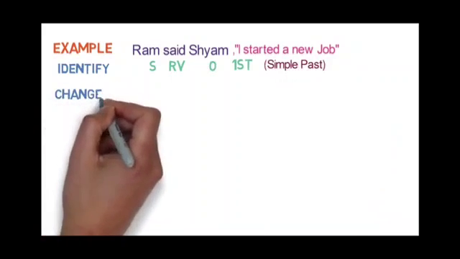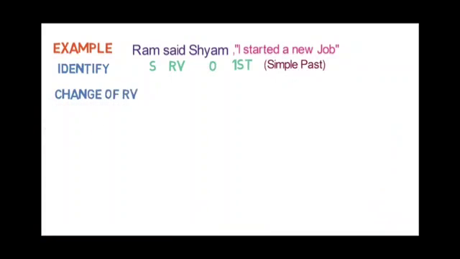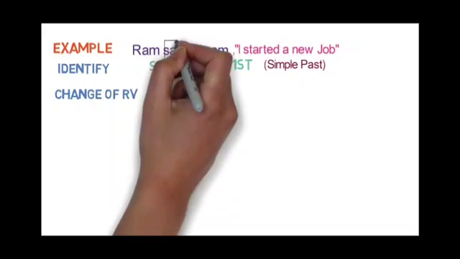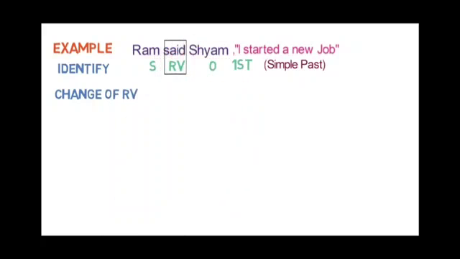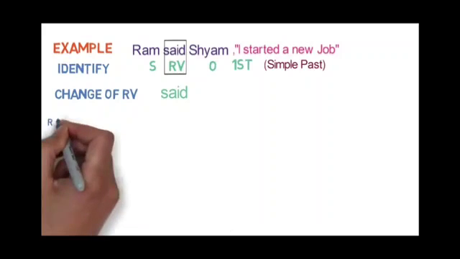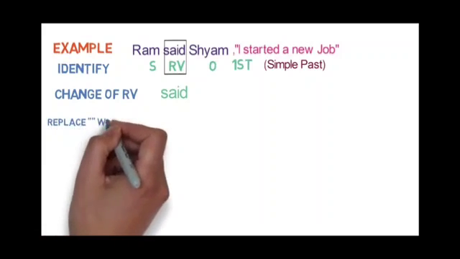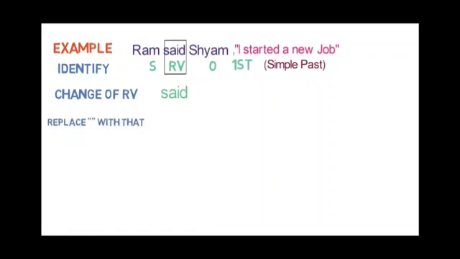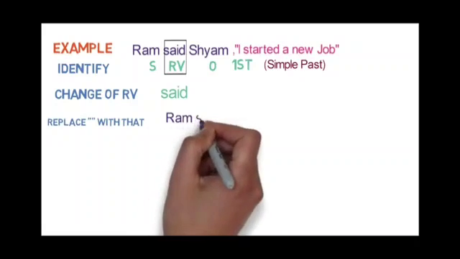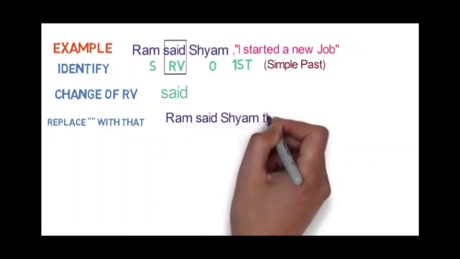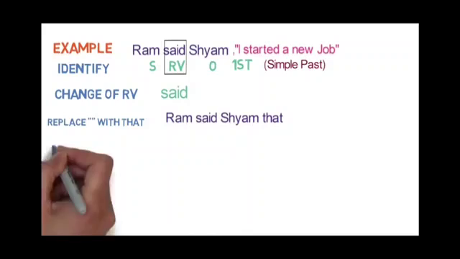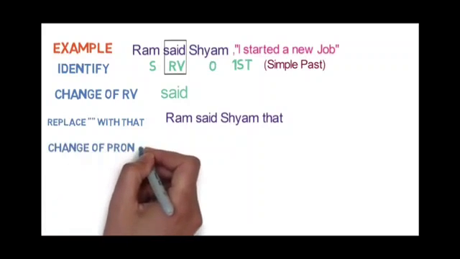Now see the changes. Ram said Shyam. Ram told Shyam. Or if you want to write said, then you can write, but you have to write in place of this Ram told Shyam, then it is good. Okay, Ram said Shyam is written here, but we will change into Ram told Shyam. You can write said, it is not wrong because to is not written, so you can write said. Okay, that I started a new job.